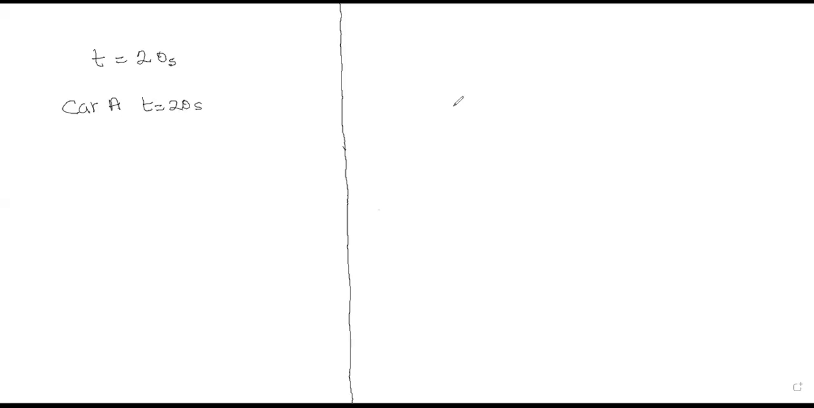Then question 21. Which car has 0 acceleration? Paddy. Car B. Yes. Once it's a speed-time graph, if the gradient is 0, it means the acceleration is 0.